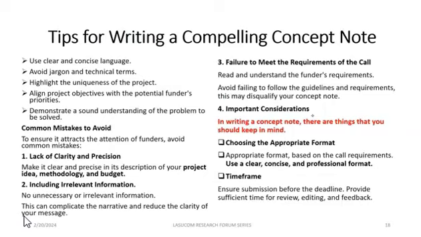To ensure it attracts the attention of the funders, avoid common mistakes like not being clear and precise. Make it clear and precise in its description of your project's methodology and budget. Avoid including irrelevant information. Don't put any unnecessary or irrelevant information. This can complicate the narrative. It can make them misunderstand it, and it quenches that fire immediately. You reduce the clarity of your message when you do that.